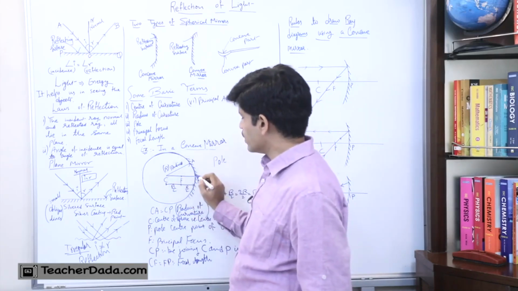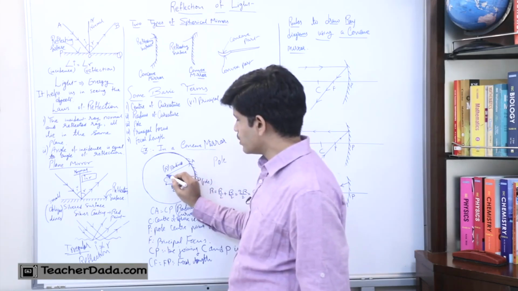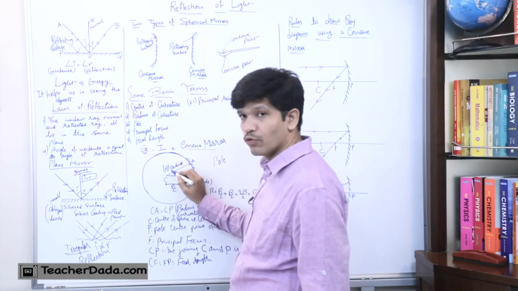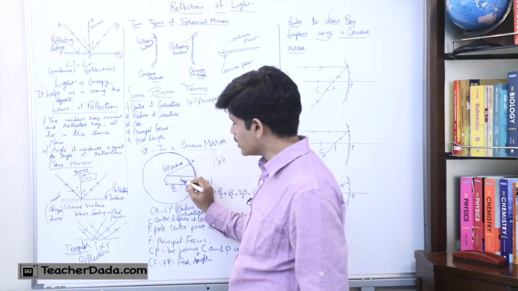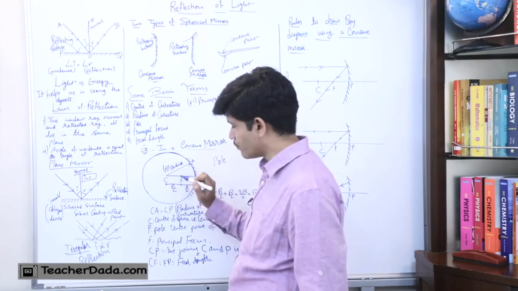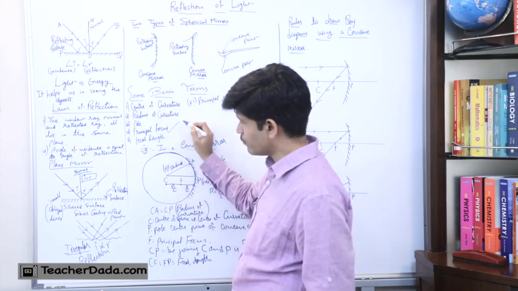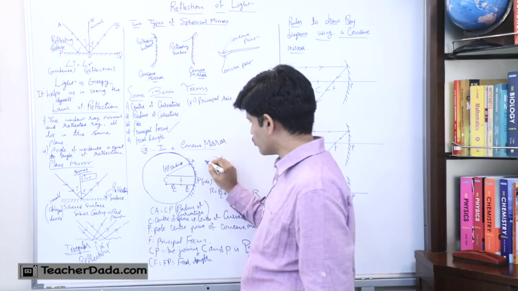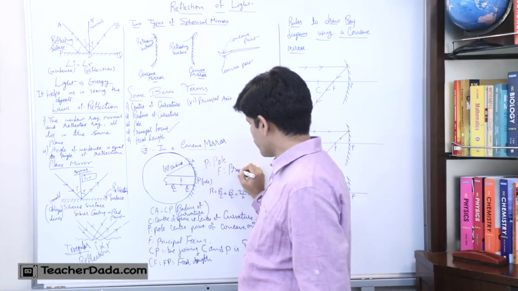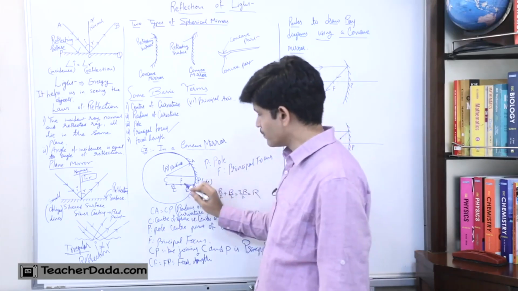Now suppose we have taken here 4 centimeters, so at the midpoint, that will be 4 divided by 2, so we will get one midpoint at 2 centimeters, and this point we can denote as capital F, and this capital F is nothing but the principal focus. F is known as the principal focus of the concave mirror.